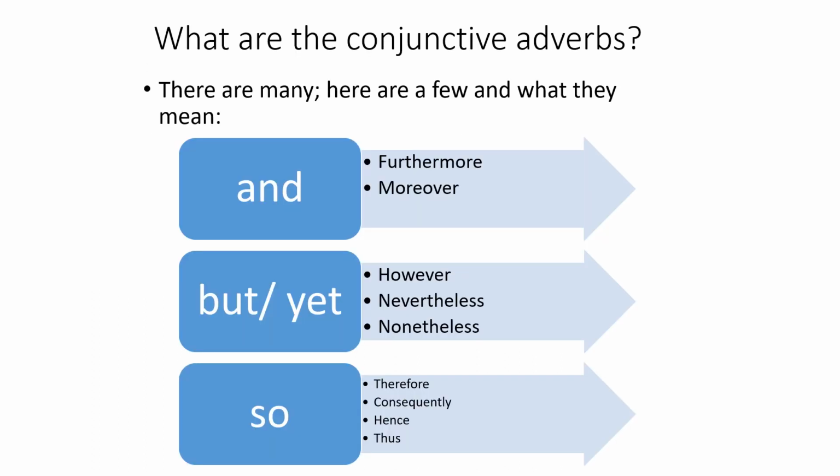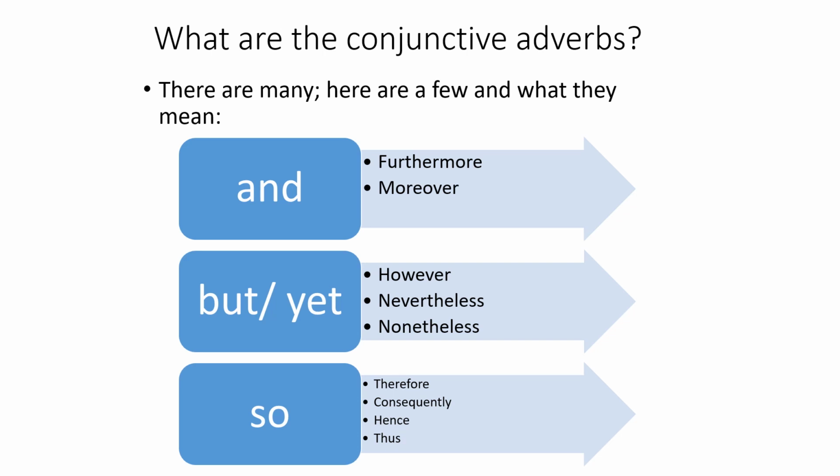What are the conjunctive adverbs? There are many. Here are a few and what they mean. Another way to express the idea of and is by using the conjunctive adverb furthermore or moreover. But and yet both signal a contrast or contradiction, and the corresponding conjunctive adverbs are however, nevertheless, and nonetheless.